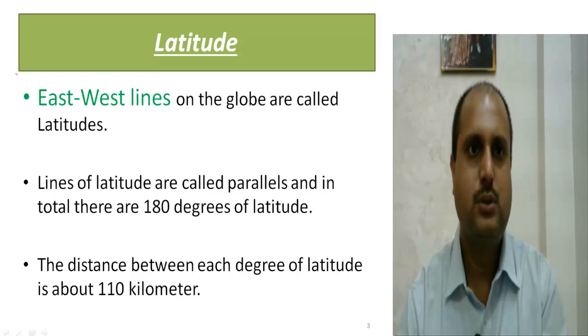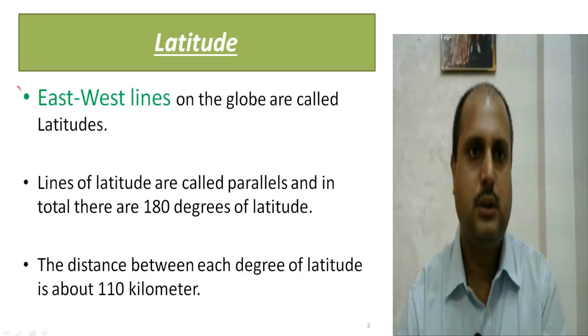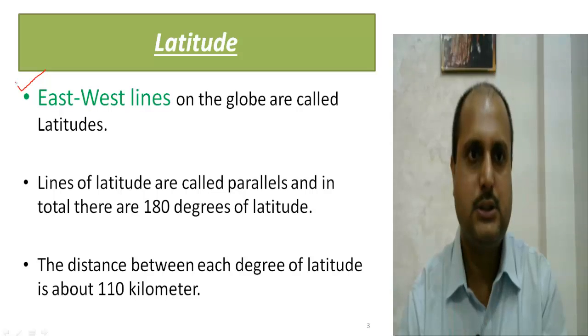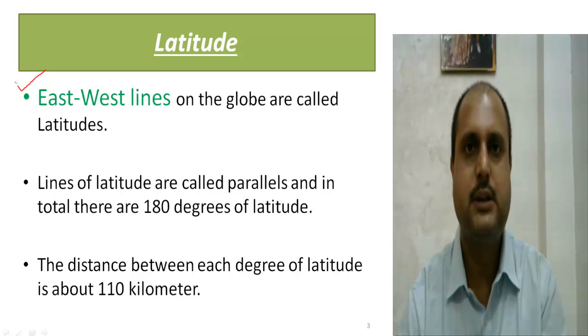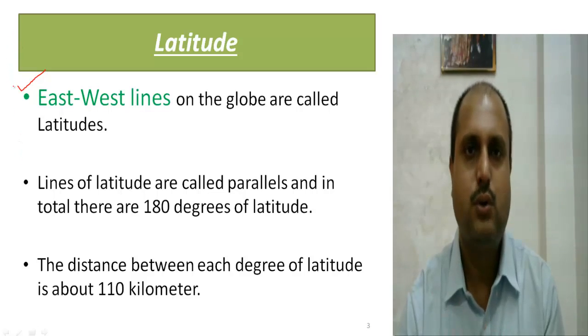on the globe. Latitude lines are the east-west lines on the globe. The main function of latitude is to represent the heat zones, to mark the heat zones. As everybody knows, our Earth is divided into the torrid zone, the temperate zone, and the frigid zone. So latitude is mainly used to mark the zones on our Earth. So they are east-west lines.